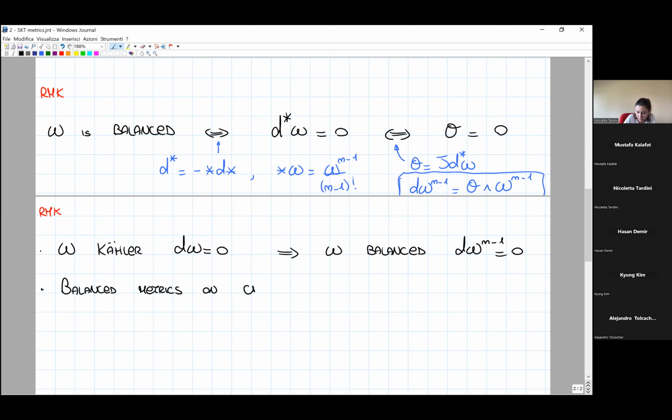And also notice that balanced metrics on complex surfaces, so a complex manifold of complex dimension 2, of course this condition, having d omega^(n-1) equal to 0 when n is equal to 2, is equivalent to saying that d omega is 0. So balanced metrics on complex surfaces are Kähler.